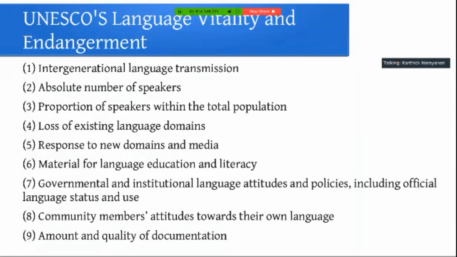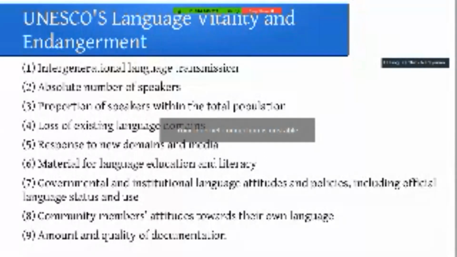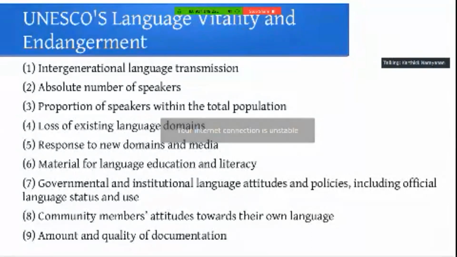Then there is the absolute number of speakers. So they want to see what is the absolute number of speakers in the population, and then they talk of the proportion of speakers within the total population. Then they take the speaker base within the total population. How many percent of people speak it within the particular population?